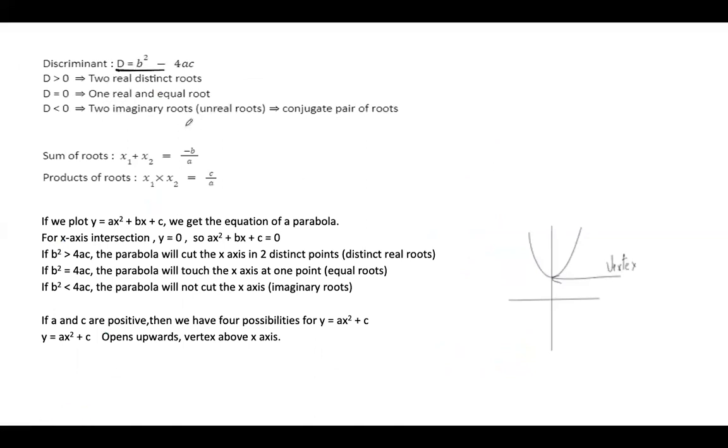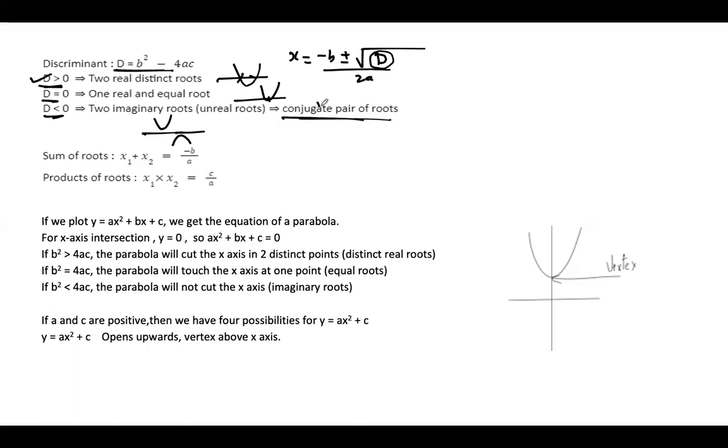So D, as in x is equal to the roots I'm talking about, minus b plus minus under root of b square minus 4ac, which is D, upon 2a. So this value decides: if this value is greater than 0, you will have two distinct roots. If this value is equal to 0, you'll have just one root. If this value is negative, you will not have any real roots. You will have imaginary roots, two imaginary roots, and they'll be in pairs.